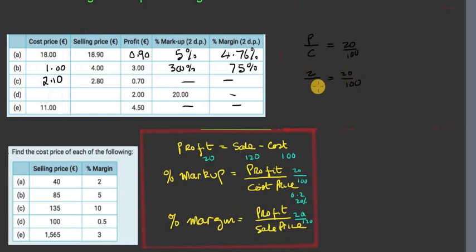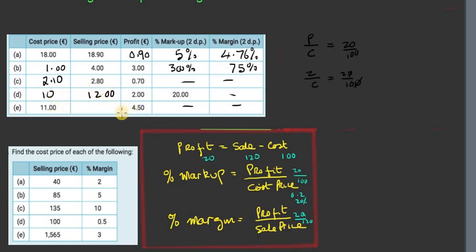Okay, so I can solve for cost now. I can cancel out a 0 on either side. I'm left with 2 over 10. So 2 over C is equal to 2 over 10. So C is equal to 10. And if C is equal to 10, the cost price is 10. I made a profit of €2. That means the selling price is €12.